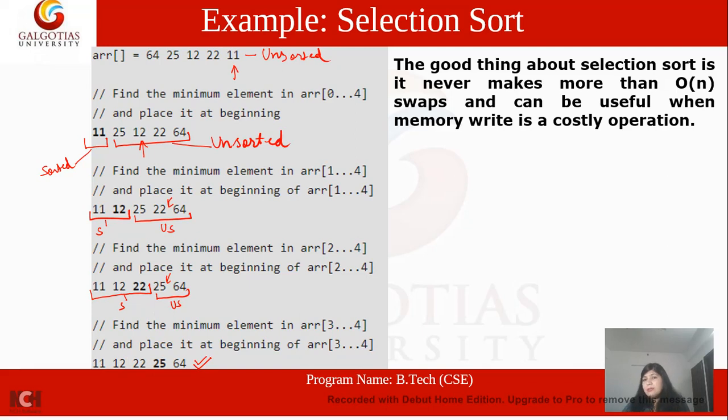The good thing about selection sort is that it never makes more than O(n) swaps. That means only as many swaps as the number of elements you have will take place. It can be useful when a memory write is a costly operation and we do not have extra memory. So the swapping is restricted to the size of the array. Let us move ahead to another sorting technique.